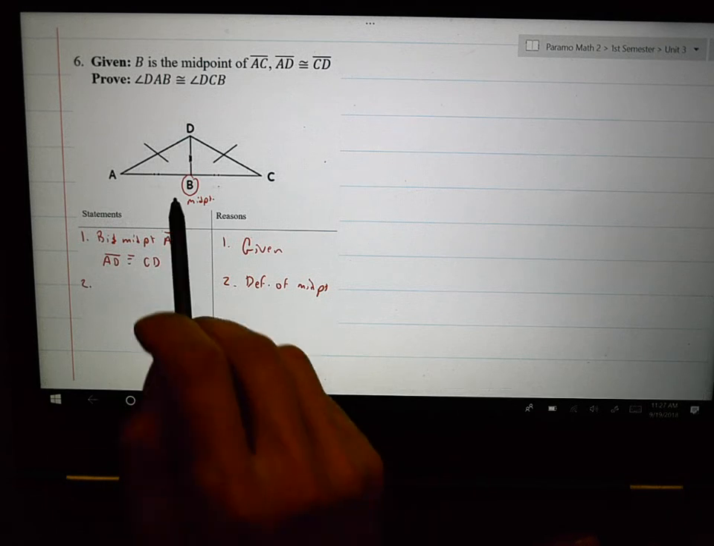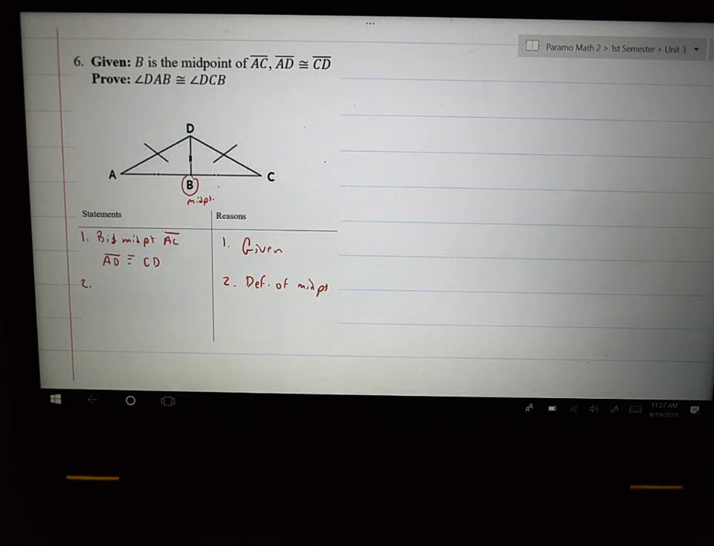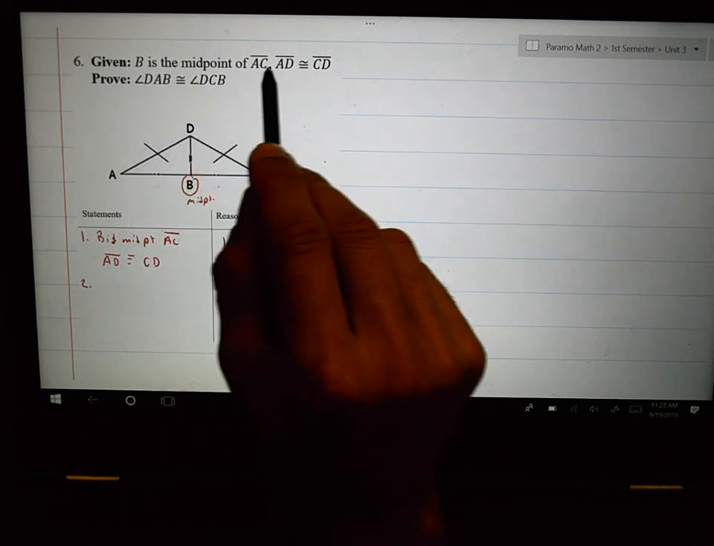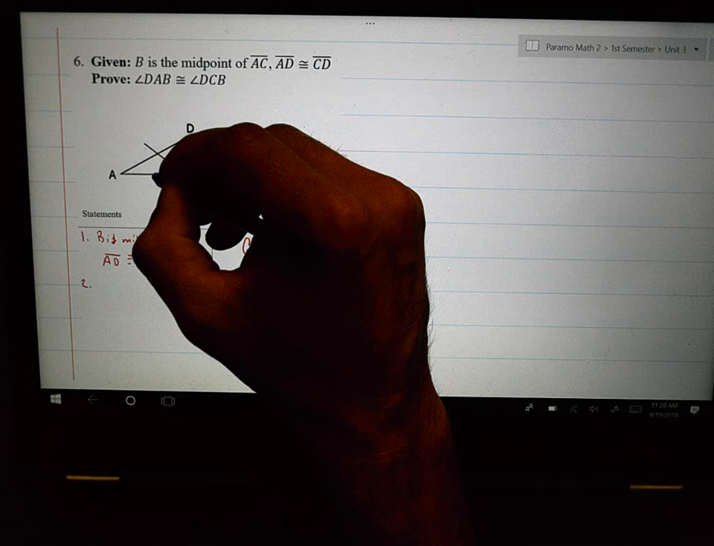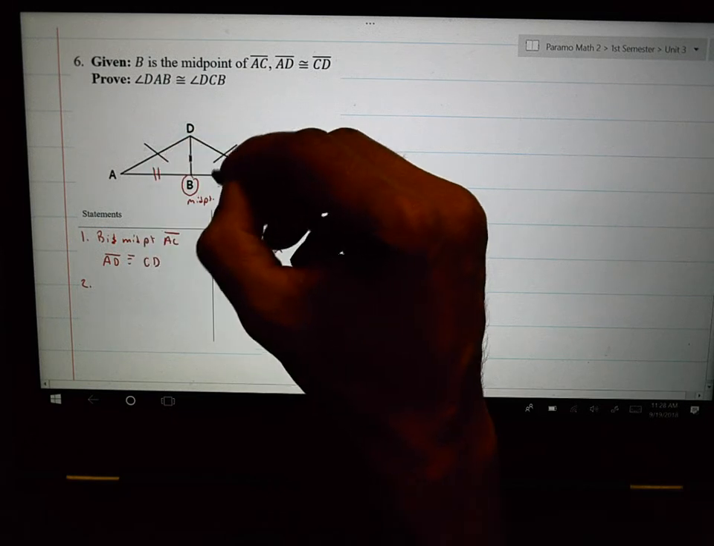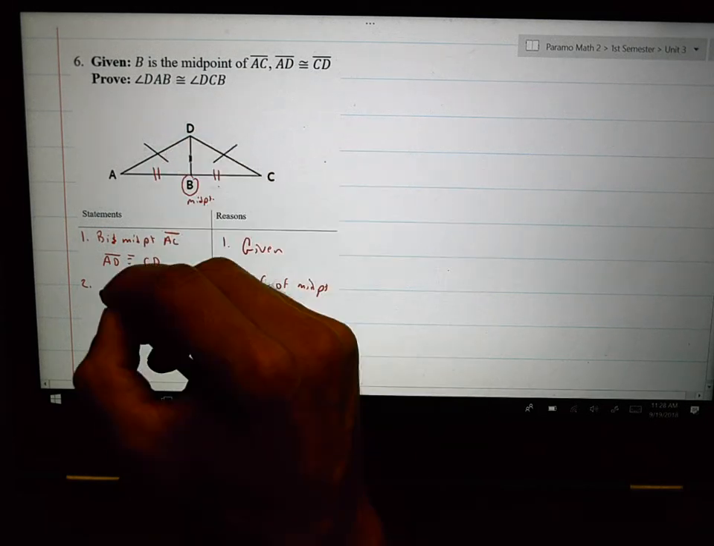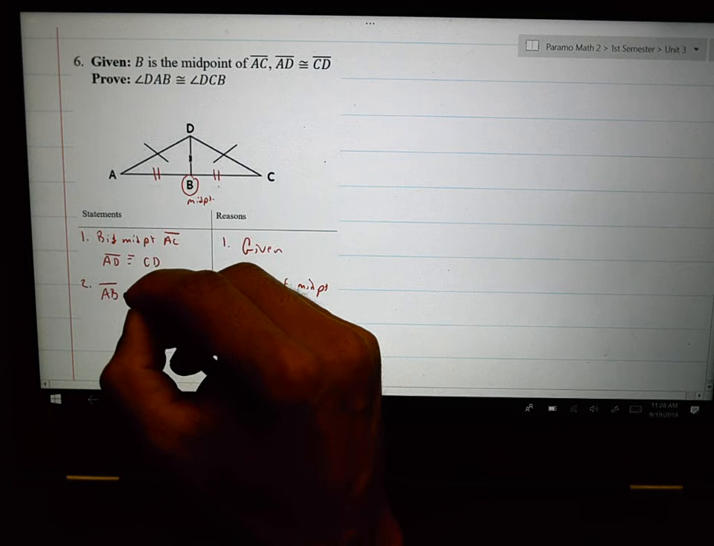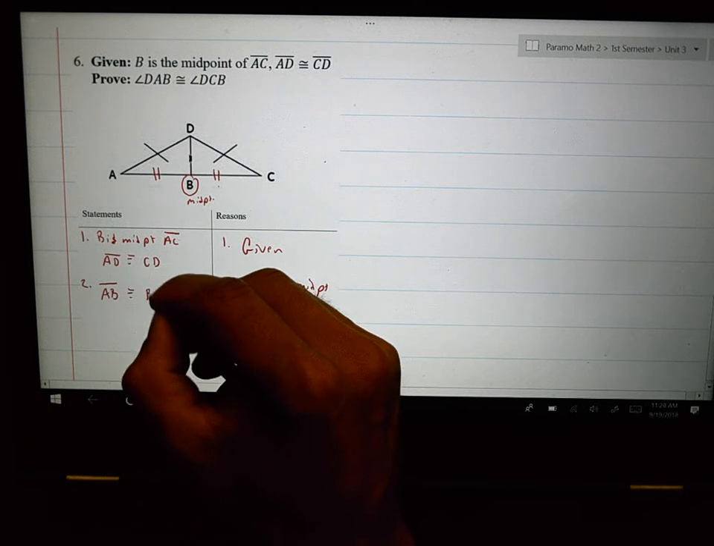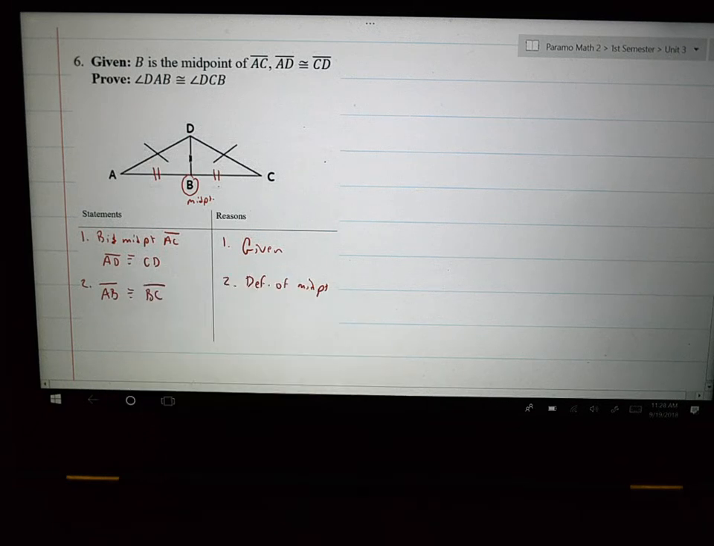If that's the midpoint, then two pieces have to be the same. Which two pieces? It's the midpoint of which point? Of AC. So I'm pretty sure this piece here and this piece here have to be the same. So I'm going to say AB, segment AB, is congruent to segment BC because of the definition of a midpoint.